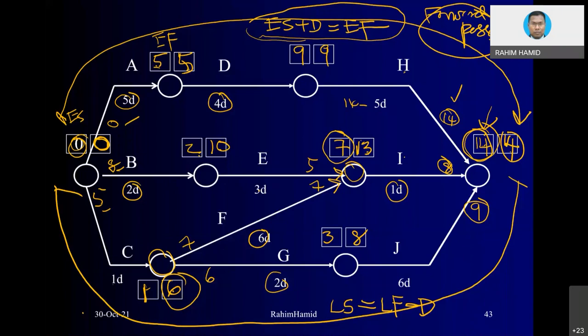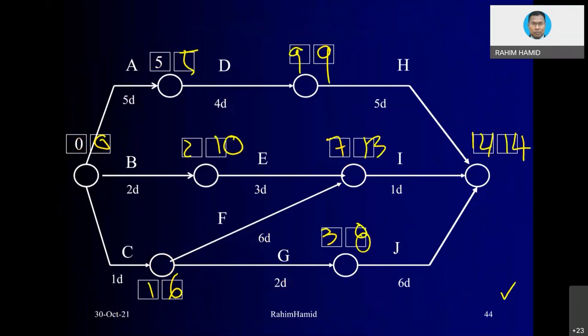Okay, so now you have filled in all the information. What kind of information can you conclude from this calculation or the diagram? This is basically the objective of a network diagram. First things first, you know that the project is going to be completed in 14 days. This is what we call project duration. 14 days. That would normally be one of the questions in the exam. So we always want to know this.